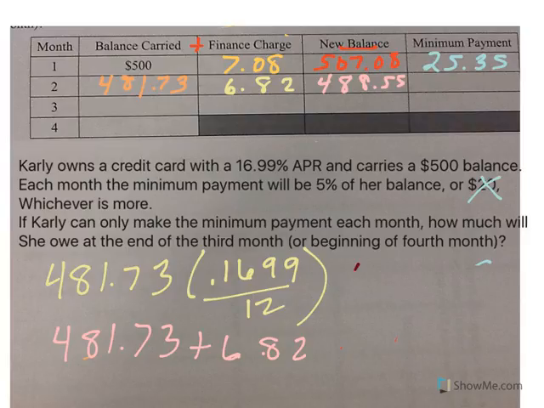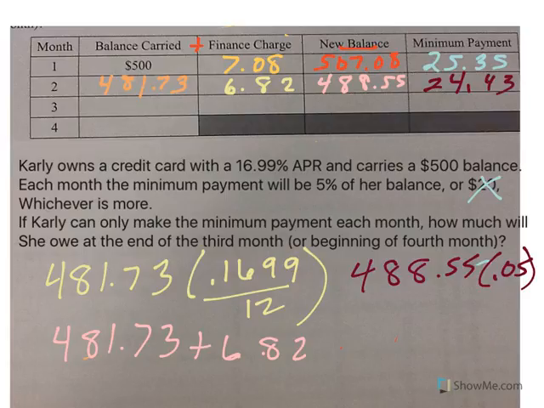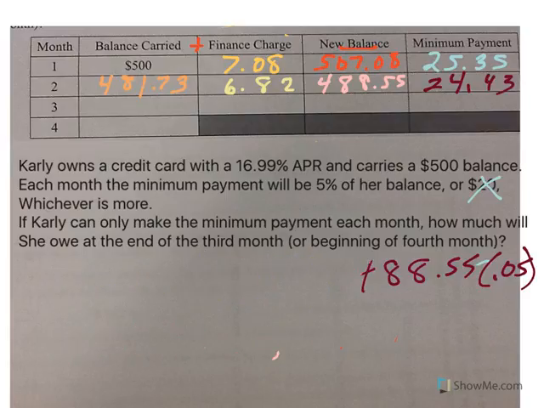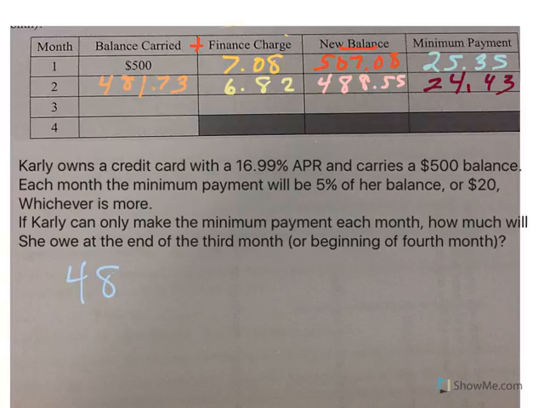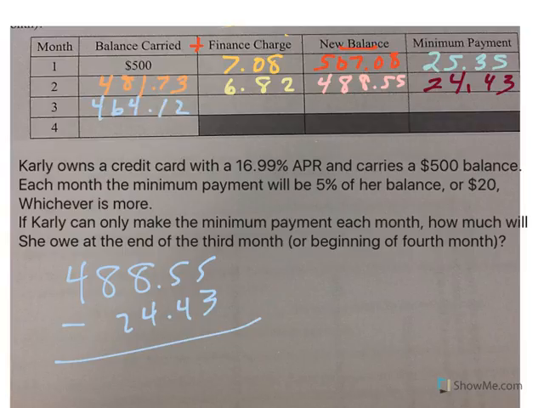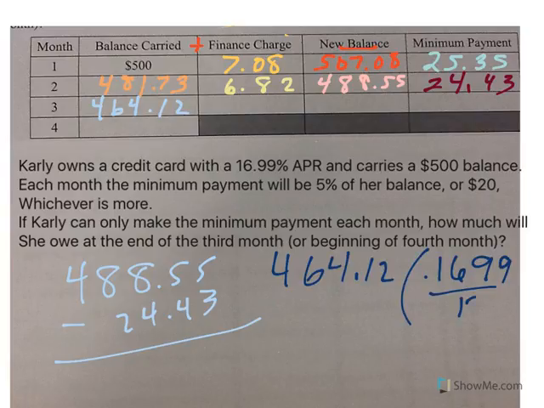Well, I take that 488.55 and multiply by 0.05. When I do that, I get 24.43. So again, 5% of my balance is bigger than the $20. Okay, so keep going. My balance was 488.55. That was my new balance. I paid 24.43, so my carryover for the next month is 464.12. I take that 464.12 and multiply by my APR, made into a monthly rate, so divide by 12. I do that, I get a finance charge of $6.57.